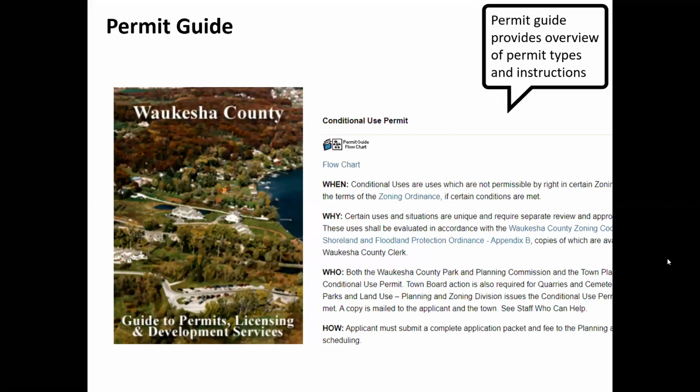One example is pulled from Waukesha County. Back in 2011, they developed a guide to permits, licensing, and development services, and they've since moved that completely online. What I like about this is for each type of permit that is being requested, whether it's a rezone, conditional use, subdivision plat, etc., they outline the process for everyone in the same way. So when is this type of permit required? Why is it required? I think this is fantastic if you can express that to the applicant. Who do you need to meet with to get approval? And how does the process get started? There's additional information provided as well, such as a flow chart and application materials.